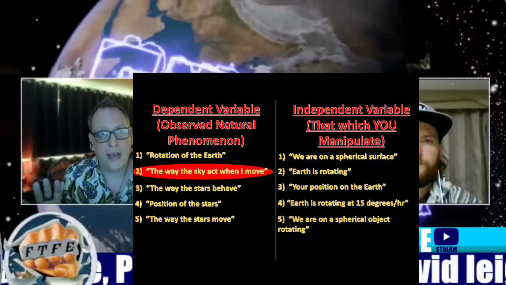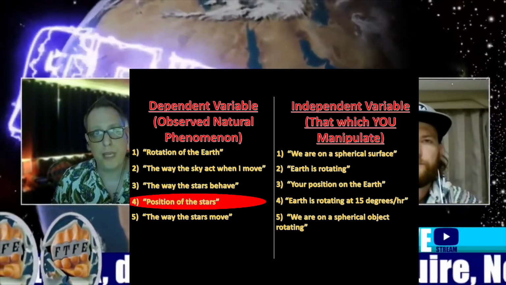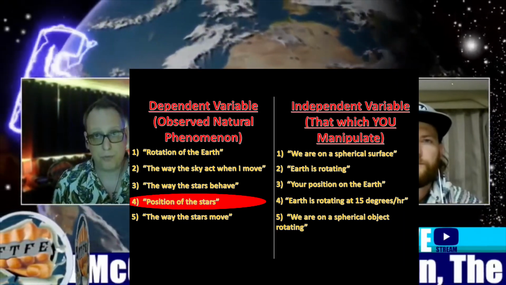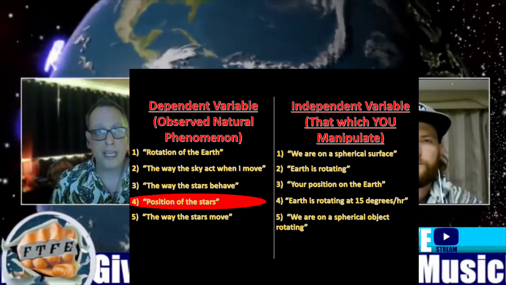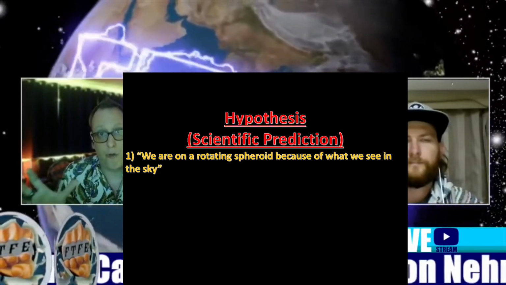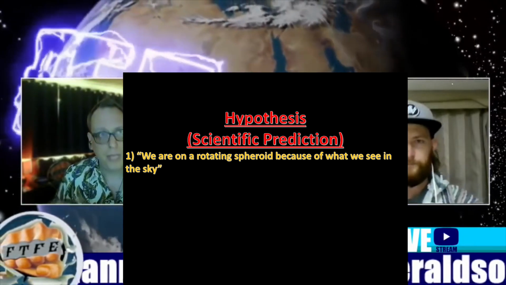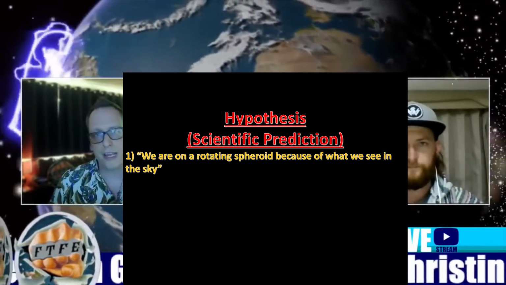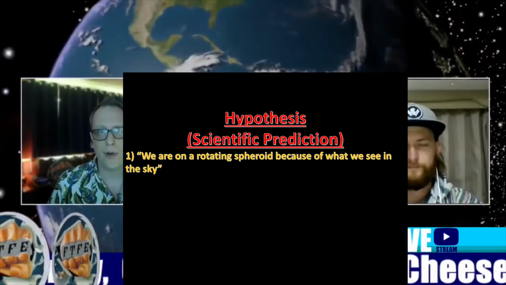My hypothesis for that would be the dependent variable would be the position of the stars in the sky, which would be the thing that you measured, and the independent variable on the Earth, which would be something that I could manipulate. So that's my hypothesis, that we're on a rotating spheroid because of what I see in the sky. Then I need to make a prediction based on that hypothesis.